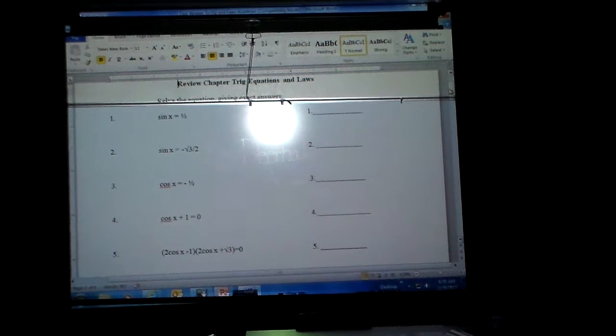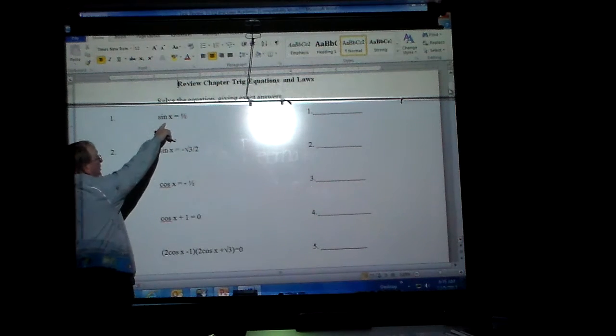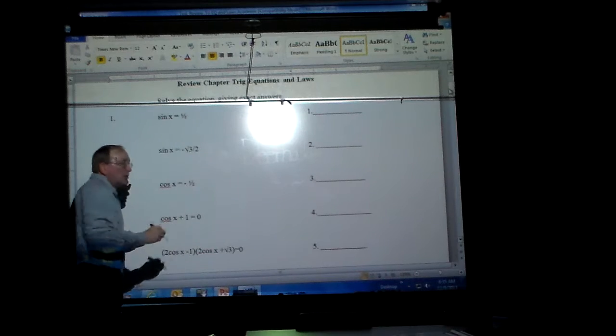All right, good morning. This is our review for the test over trig equations and law of sines and cosines. So first off, these first few problems we can go straight to our unit circle in a sense, if you want. And all we're looking at is where does sine x equal 1/2.